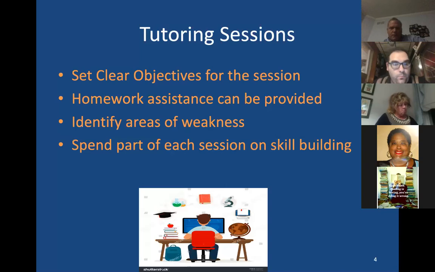So we talked about this a little bit a while back, but when you're setting up your tutor sessions, make sure we have clear objectives for the session. Go over those with the student at the start of the session so that both you and the student have a clear idea of what we want to accomplish during the session.